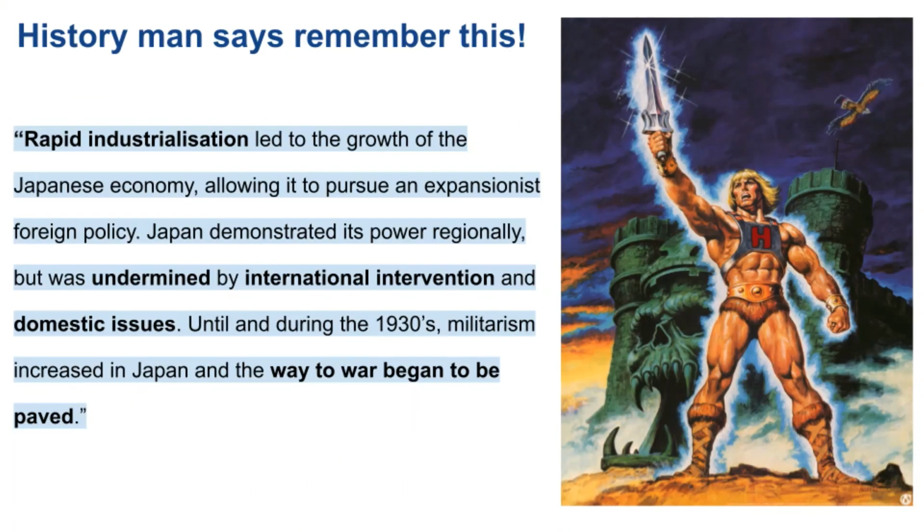Let's ask History Man what he thinks we should remember from this video. History Man says, remember this. Rapid industrialization led to the growth of the Japanese economy, allowing it to pursue an expansionist foreign policy. Japan demonstrated its power regionally, but was undermined by international intervention and domestic issues. Until and during the 1930s, militarism increased in Japan, and the way to war began to be paved.